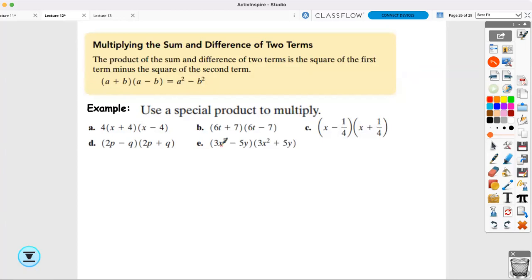I'm gonna show you how to multiply it out so you know I'm not crazy. So a times a is a squared. A times minus b is minus ab. B times a is plus ab. B times minus b is minus b squared. Notice the ab's cancel out and we're left with a squared minus b squared. This is called the difference of squares.